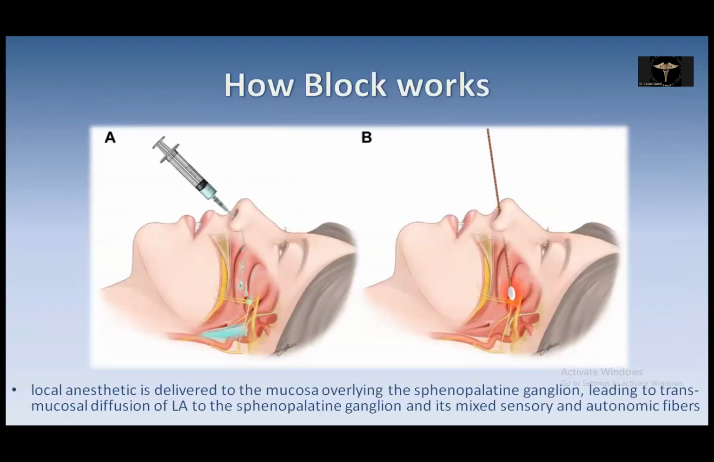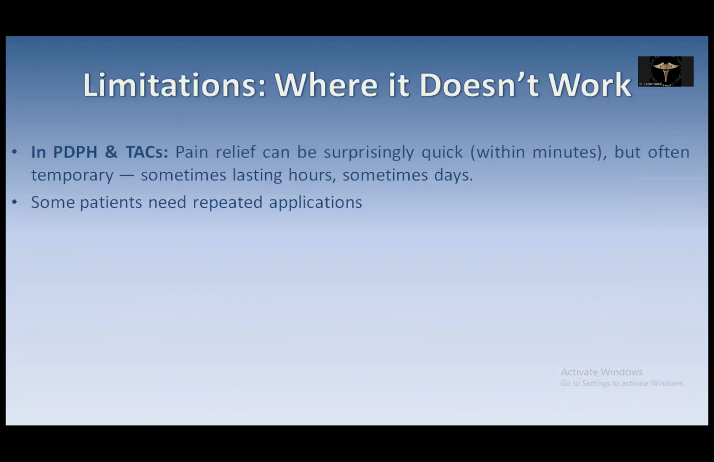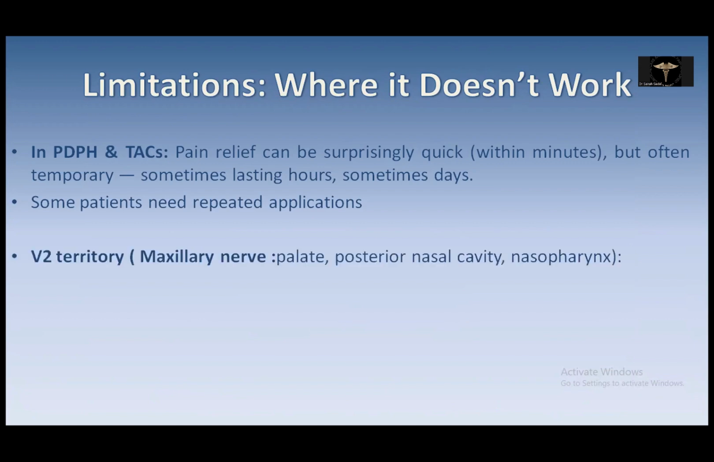So how the block works: the local anesthetic is delivered to the mucosa overlying the sphenopalatine ganglion, leading to transmucosal diffusion of local anesthetic to the sphenopalatine ganglion and its mixed sensory and autonomic fibers. Limitations, where it does not work. It works in PDPH and TACs, but sometimes the pain relief can be surprisingly quick but often temporary, sometimes lasting hours, sometimes days. Some patients may need repeated applications.